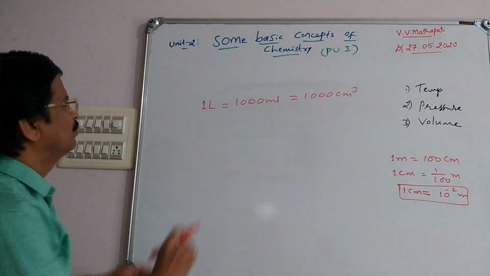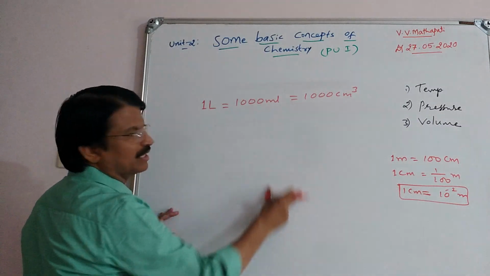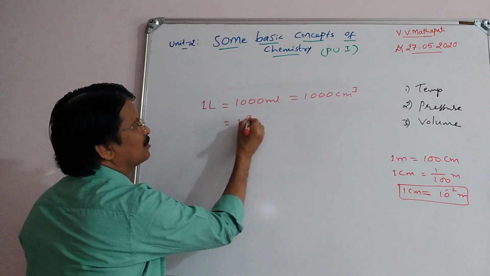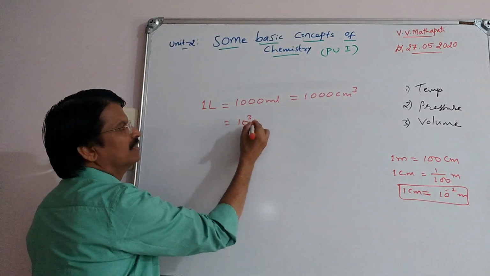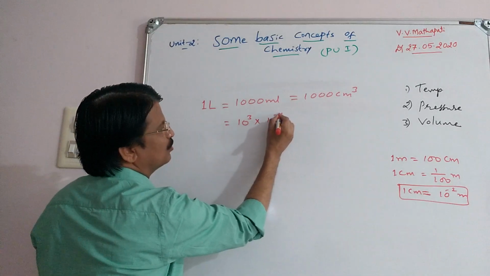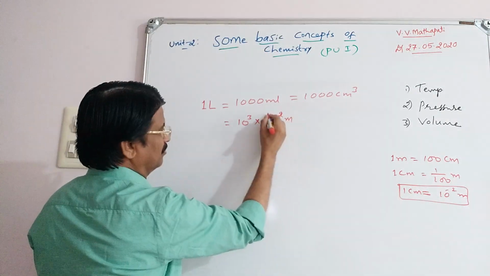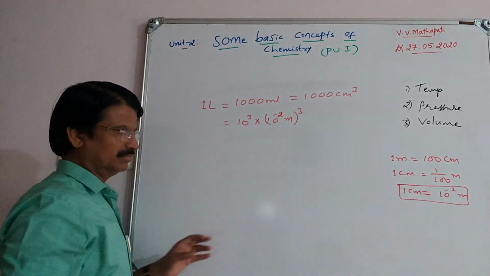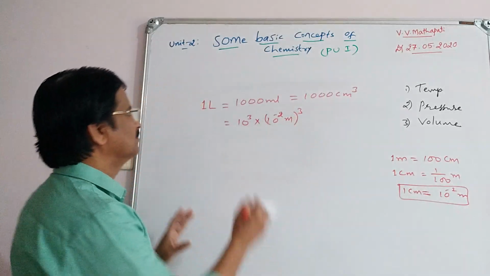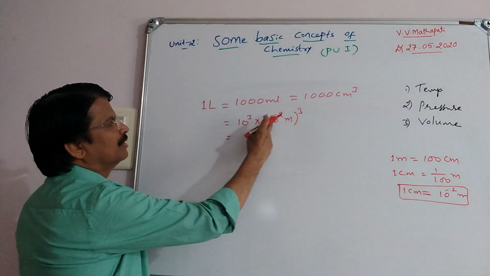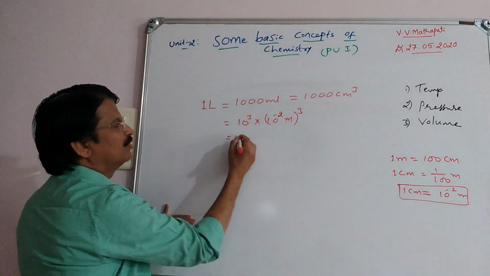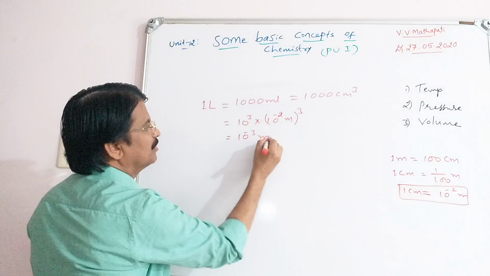Next, let's see how to convert 1 liter into SI unit. This is a non-SI unit. Convert into SI. 10 raised to 3 (1000) into 1 centimeter value, 10 raised to minus 2 meter, whole power 3. Then 10 raised to minus 2 into 3 is minus 6, plus 3. Therefore 10 raised to minus 3 m cube.